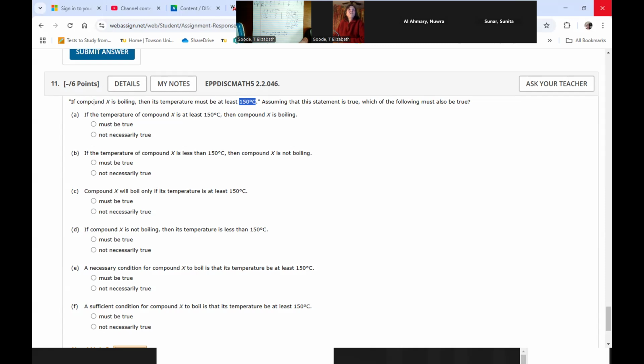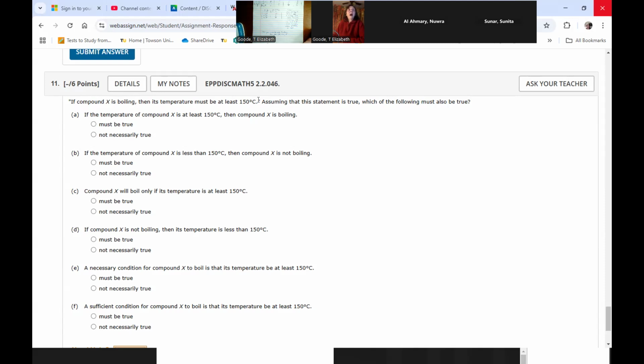See, the inverse is if compound X is not boiling, then its temperature is not at least 150 degrees centigrade. And we don't know that that's true just because we know that this is true. Because we can't be sure the inverse has the same truth value as the original. The statement, if it's not boiling, then its temperature is not at least 150 degrees Celsius, is the inverse. We don't know that the inverse is true.